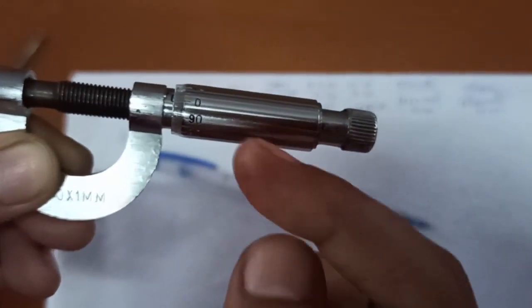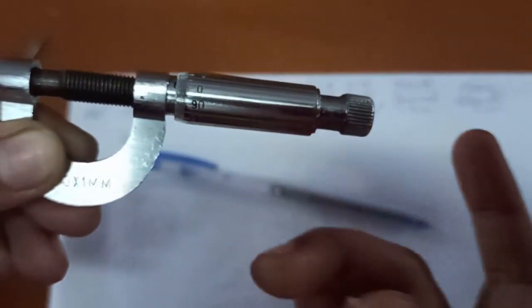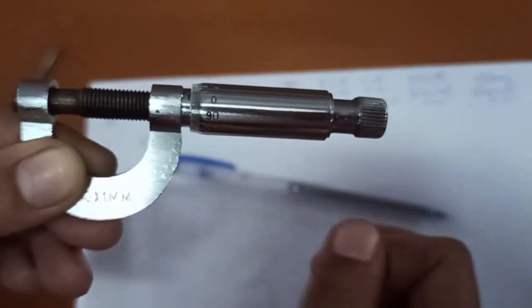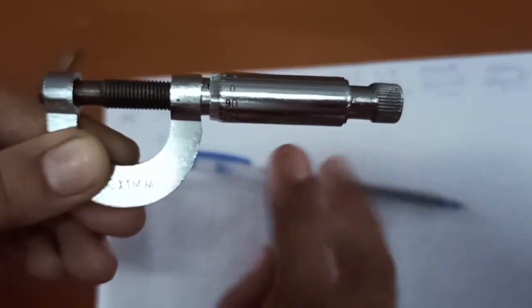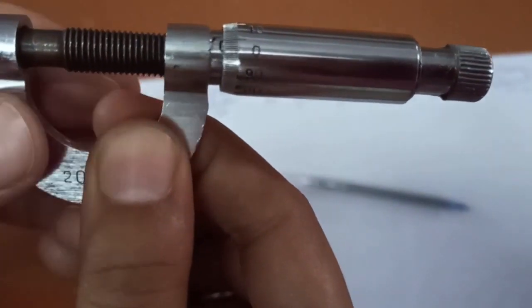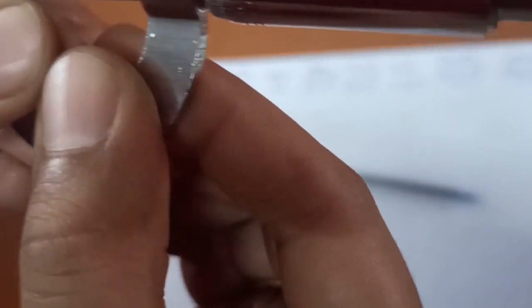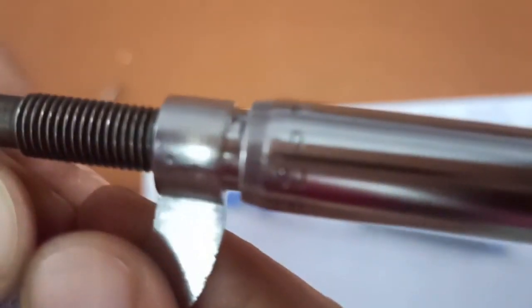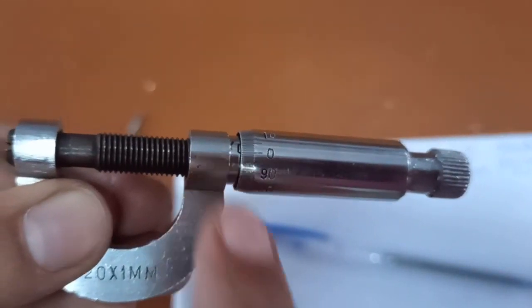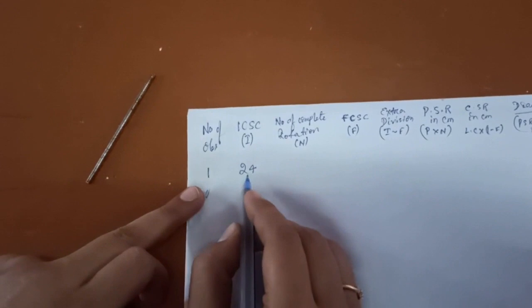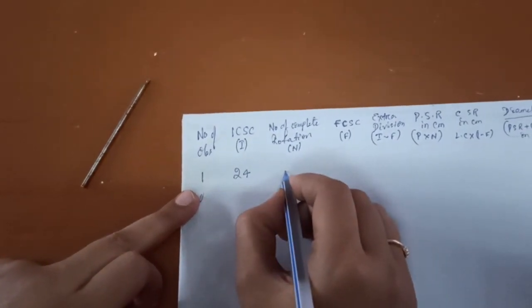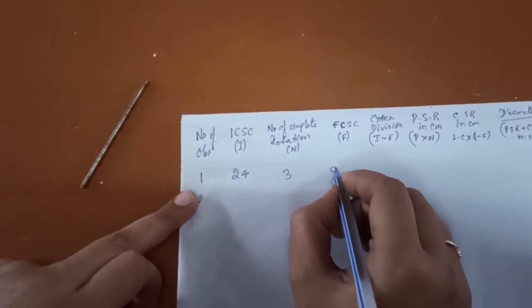A sound is coming. So the circular scale has not made the 4th complete rotation. That means our n is 3. And now we will note down the final. The final will be which line the baseline is coinciding with. The final came out to be 94. So now I will note down the first observation. The first observation: initial is 24, number of complete rotations is 3, final is 94.